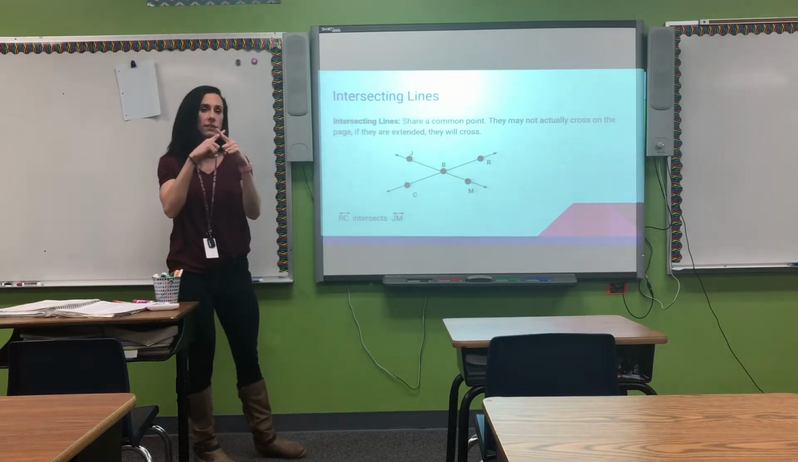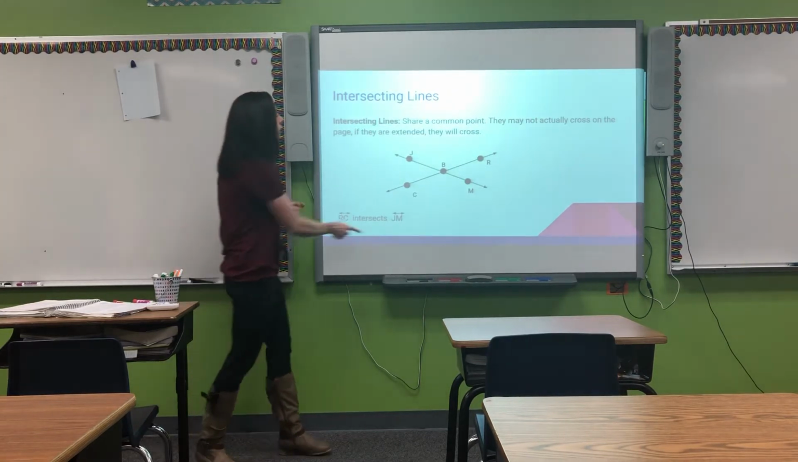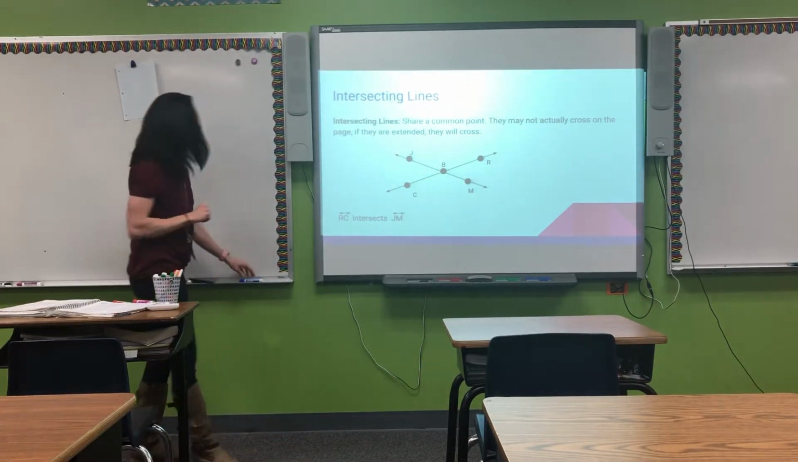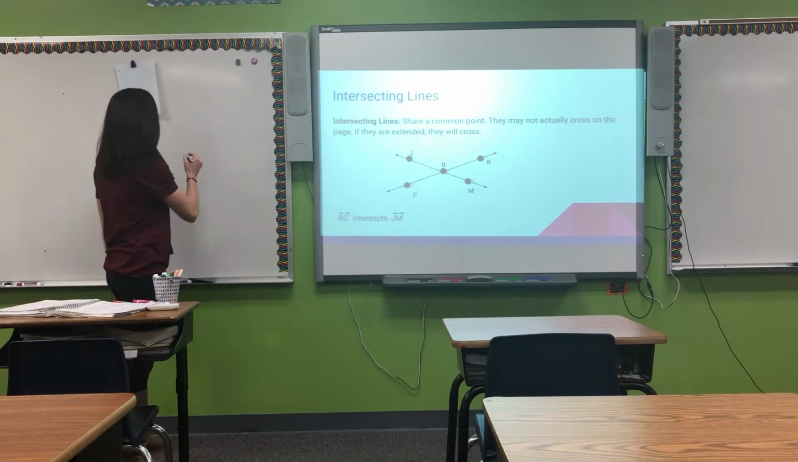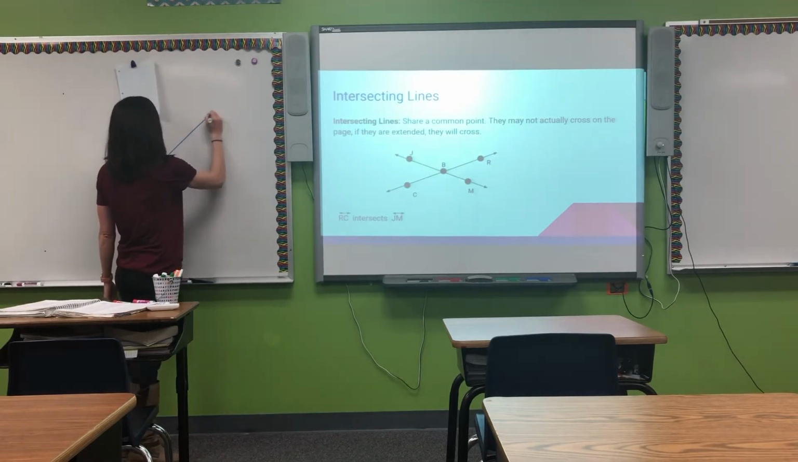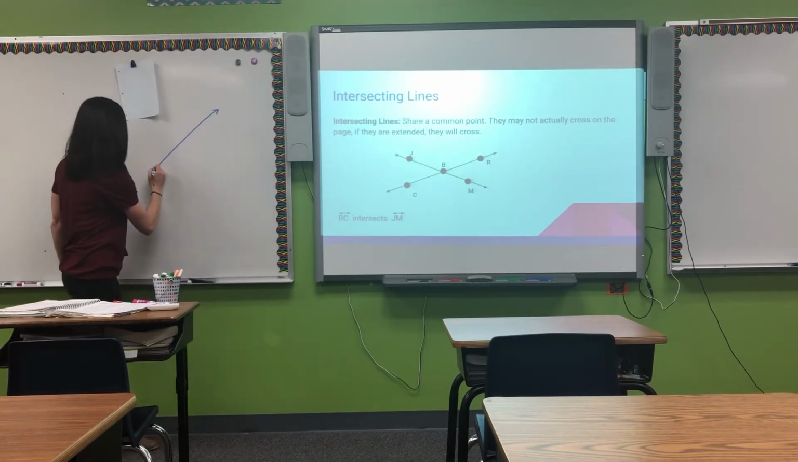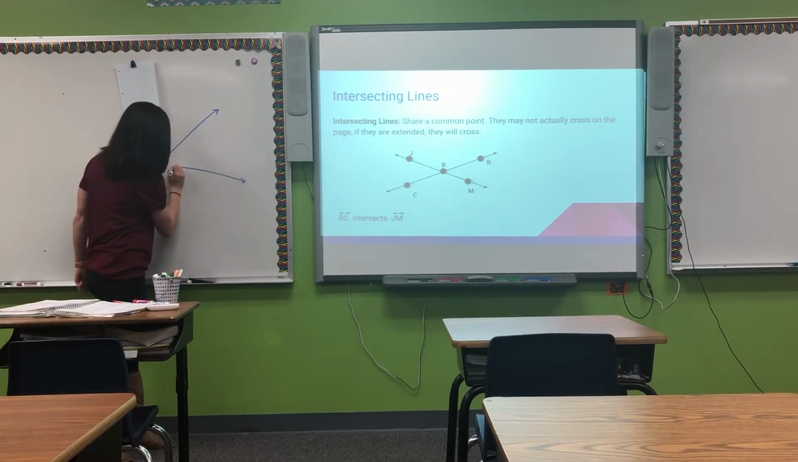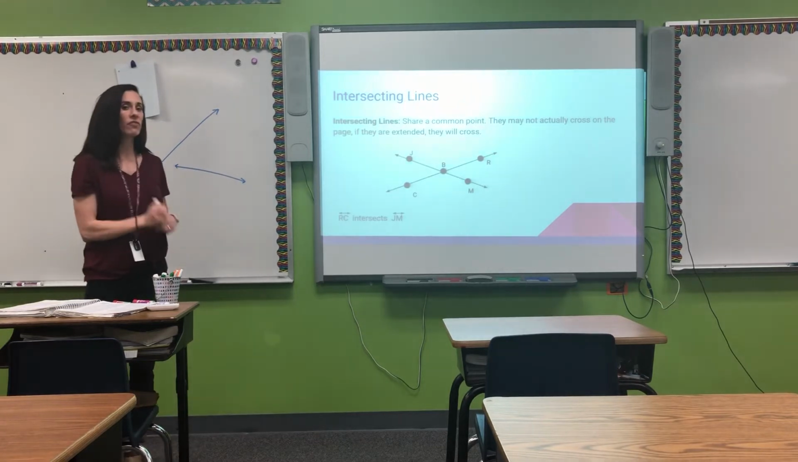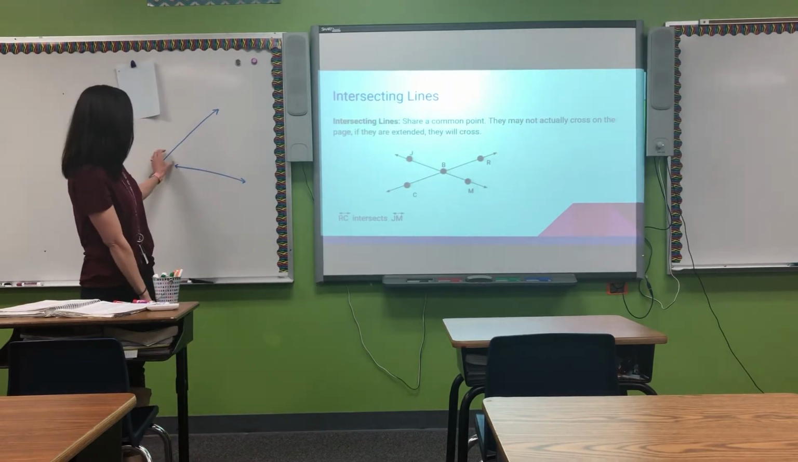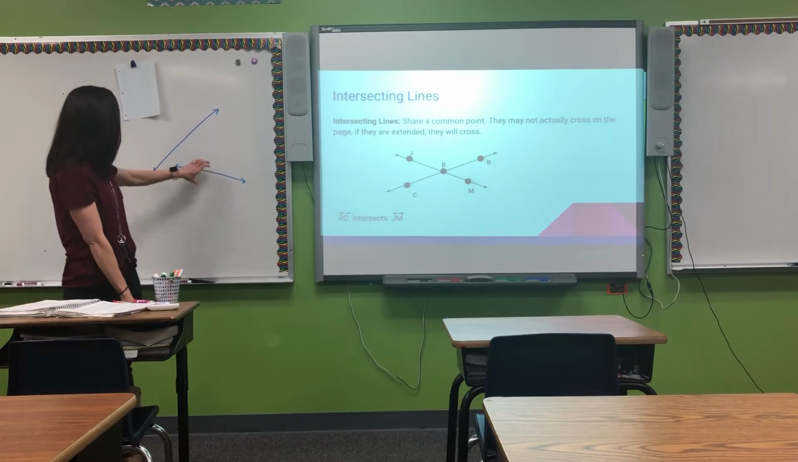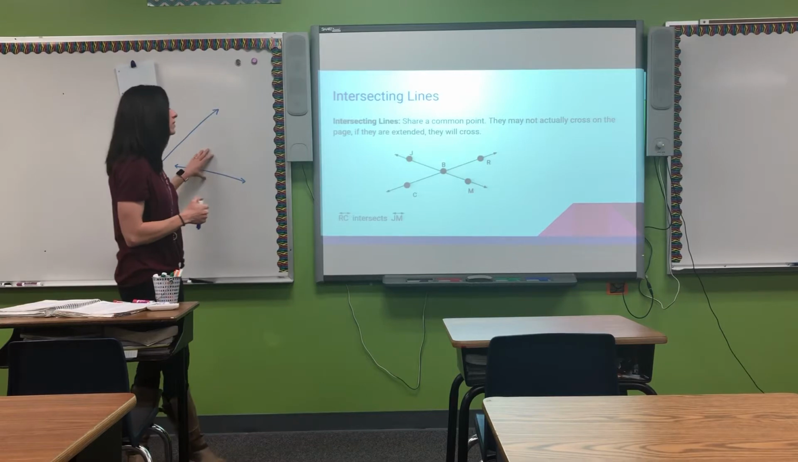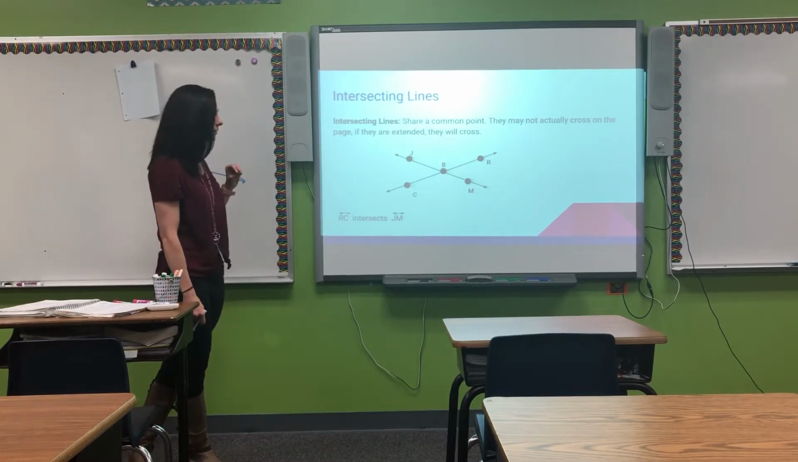Okay, so intersecting lines, they share a common point. Now, they may not actually cross like right there on the page in front of you. So for instance, if I drew this and then I drew a line like this, even though they're not physically intersecting at a specific named point, if we extended this line out, they would in fact intersect. So these would still be intersecting lines.